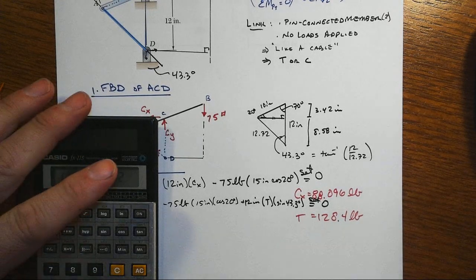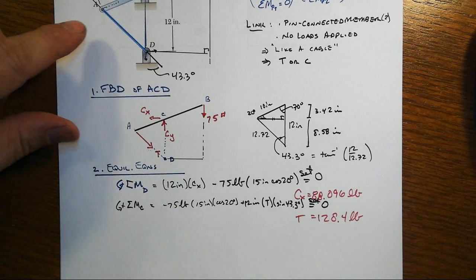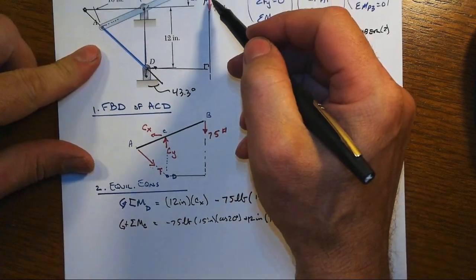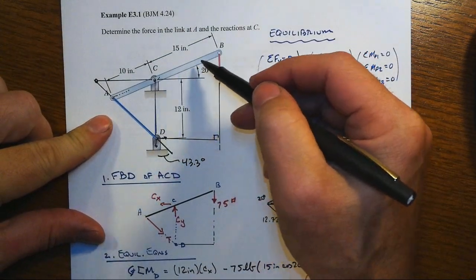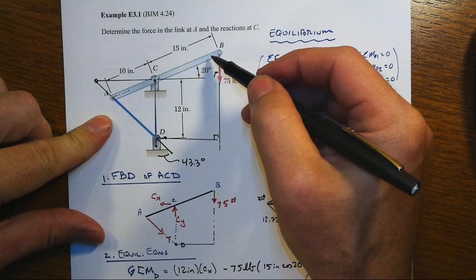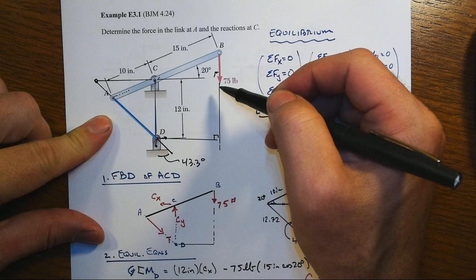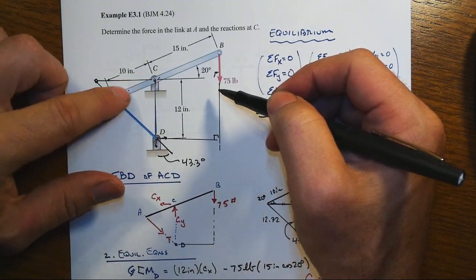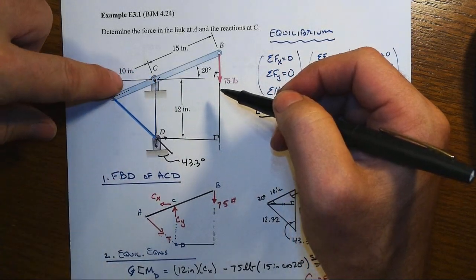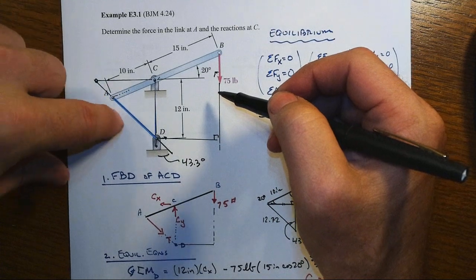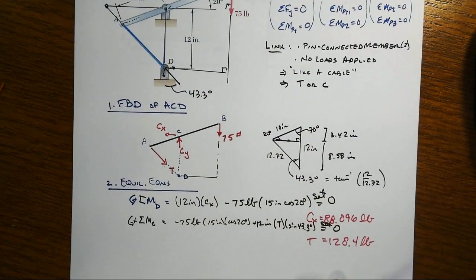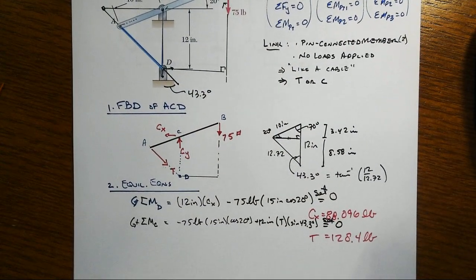So that's pretty big, right? It should be big, right? Because look, we got 75 pounds times a moment arm that, you know, it's not really 15 inches. It's 15 times cosine of 20, which is pretty close. And this is a shorter distance, right? So this has got a smaller moment arm. It's going to get bigger. So that actually makes a lot of sense that T would end up being like that, right?